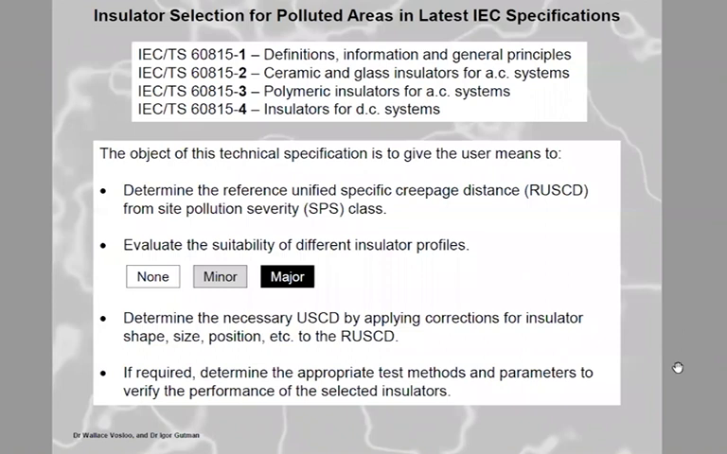Now, in a nutshell, you basically go and you measure. He who measures knows. So now you need to measure your environment, determine your pollution severity levels, and from there determine your actual conditions. Then you select a reference unified specific creepage distance. And now you go down into the document and apply correction factors, or you decide on what to do.